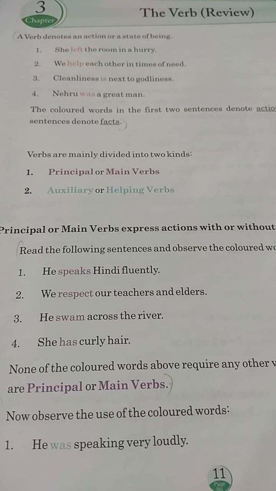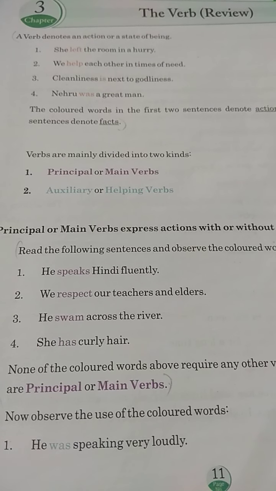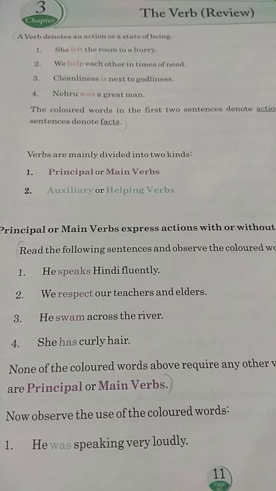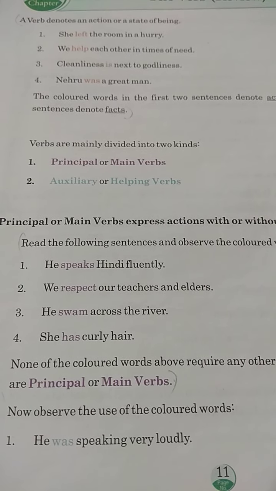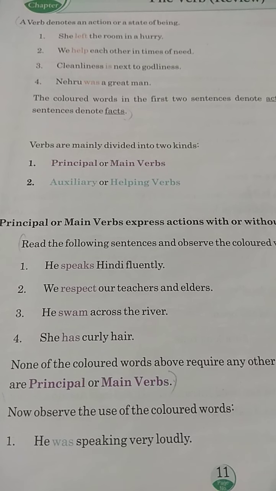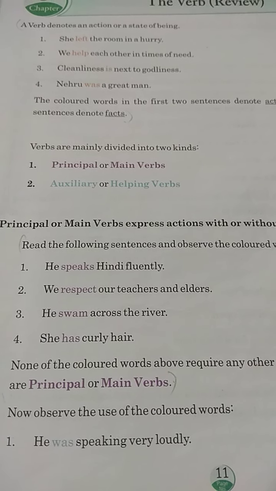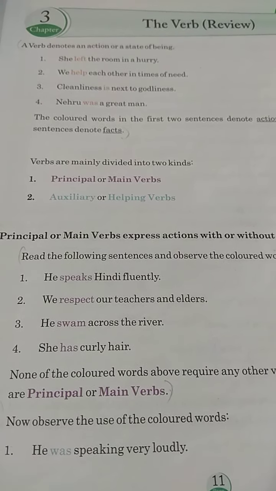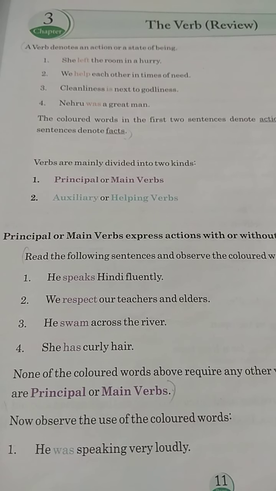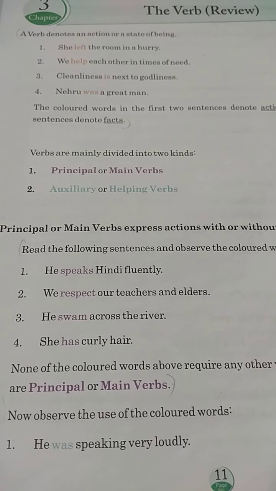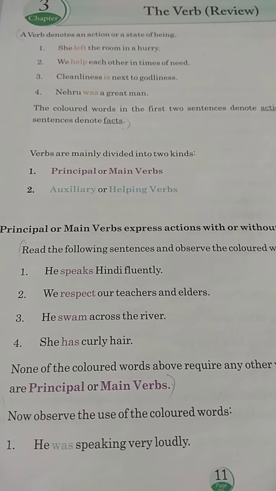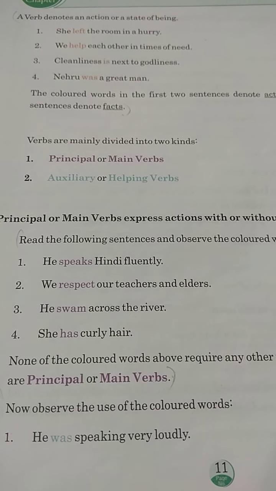So, as we completed chapter 1 and chapter 2 in our English grammar, that is the noun review and the pronoun review, today in this period, I am going to start chapter 3, the verb review. A verb denotes an action or state of being.